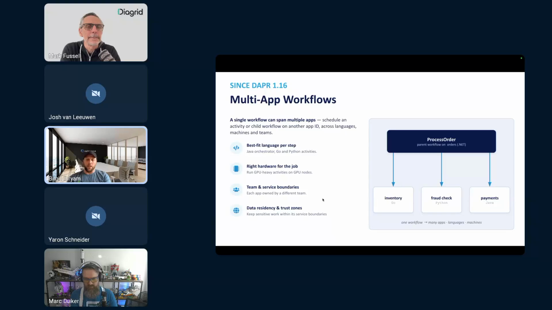Another reason might be if you want to distribute part of the application on different kinds of hardware, like running it on GPU nodes, where it is better to run it. Or maybe different teams in your organization own part of the workflow and they have their own microservice. Or maybe the data has to reside within a certain microservice. In all of these cases, you can use multi-app workflows. And this turns multi-app workflow into almost another API, another protocol for coordinating different applications in your stack.